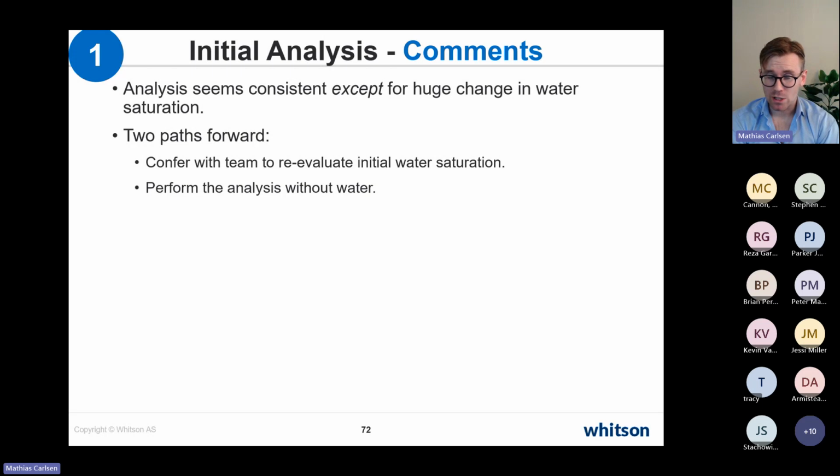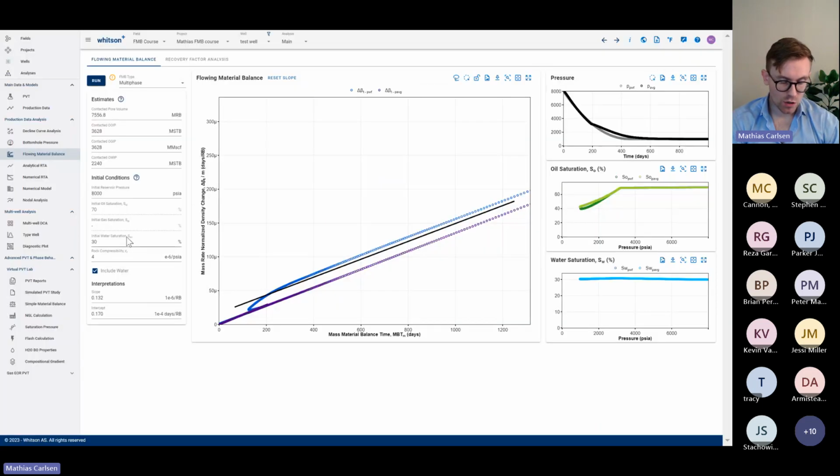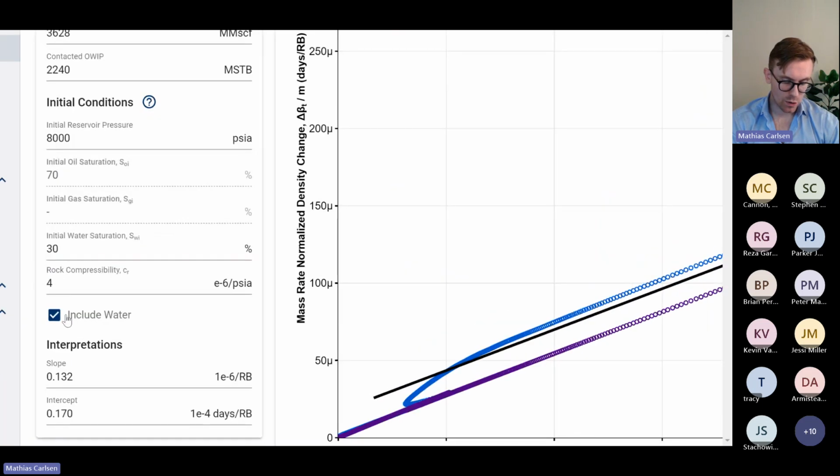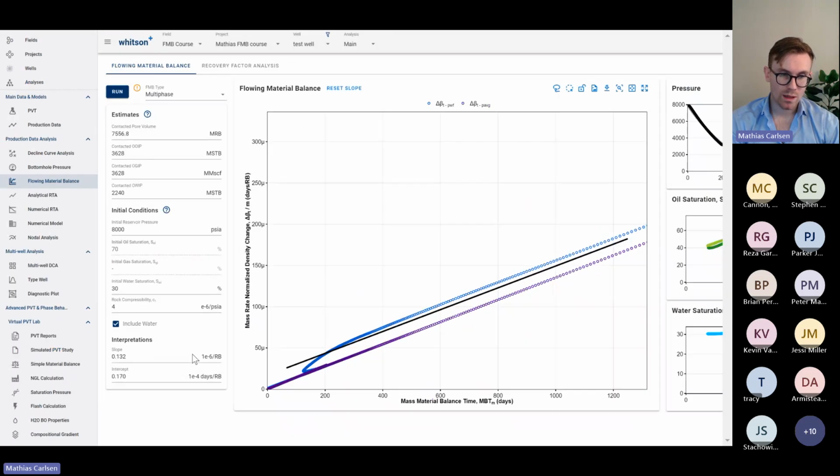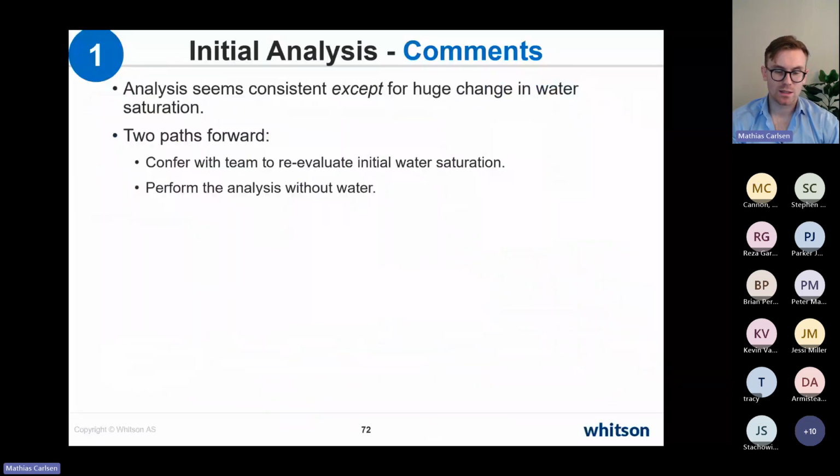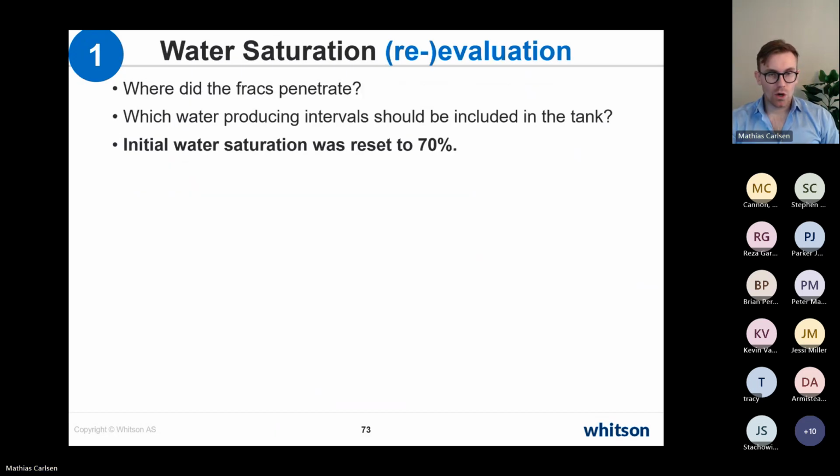The second path is to perform the analysis without water, and there's a toggle in the software here that you can basically remove the water. Then you're removing a little bit of a drive from the exercise, so you'll typically get a conservative estimate, but at least it is a way for you to bracket the numbers. So we're going to look at both of these two examples.